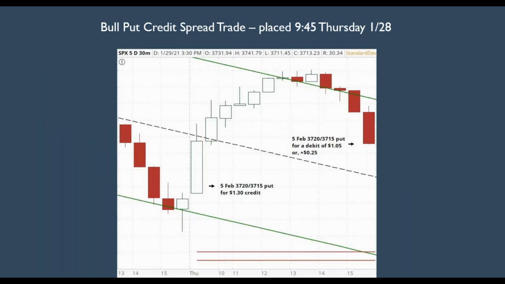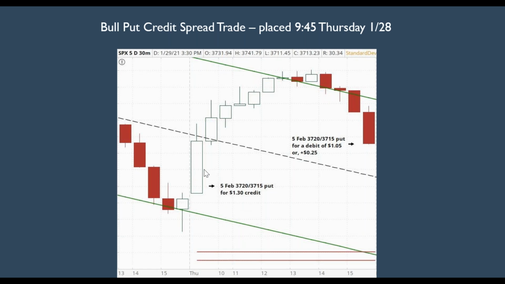This is a bull put credit spread that I placed at 9:45 on Thursday, January 28th, 2021. And you can see that the market had come down hard, came down to the -1 on the regression channel, and then it picked back up at about 9:45. I placed a bull put spread 5 February where I sold the 37.20 and bought the 37.15 for protection. For that, I got a credit of about $1.30.